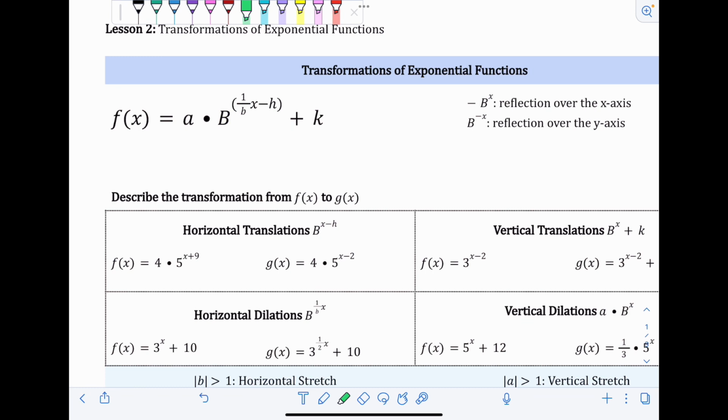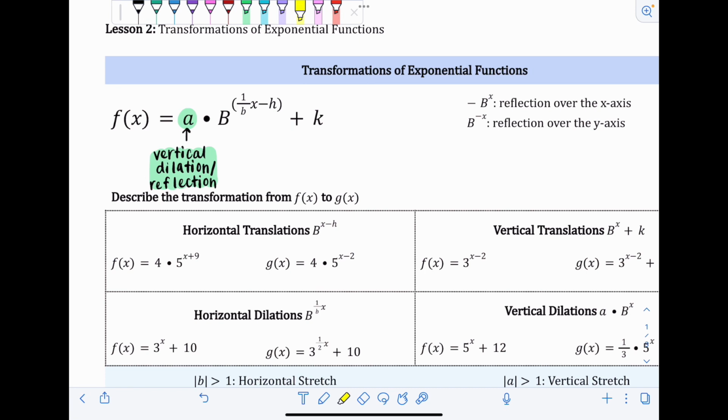Okay, so going through each letter, like I said, they have the same meaning. The meanings haven't changed. The base is just a little bit different. So a is a vertical dilation. And it can also be a vertical reflection. So if you have a negative a, there would be a reflection there as well. A vertical reflection would be over the x-axis. So vertical dilation or reflection for a.